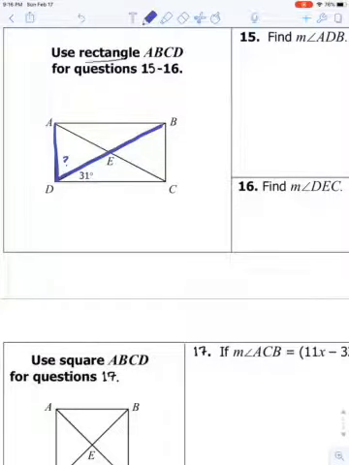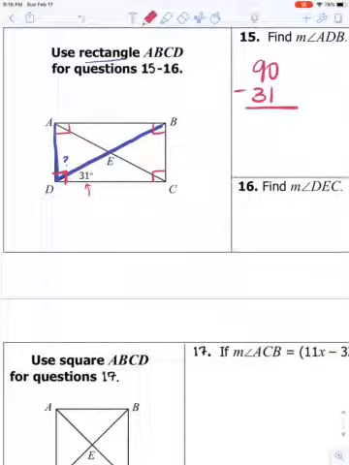Okay, well, since it's a rectangle, as you know, rectangles have 90-degree angles for each of their vertices. And so if this is 90 and this piece here is 31, guess what we got to do? 90 minus 31.